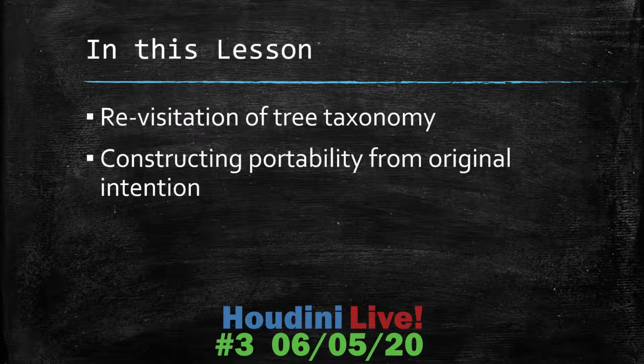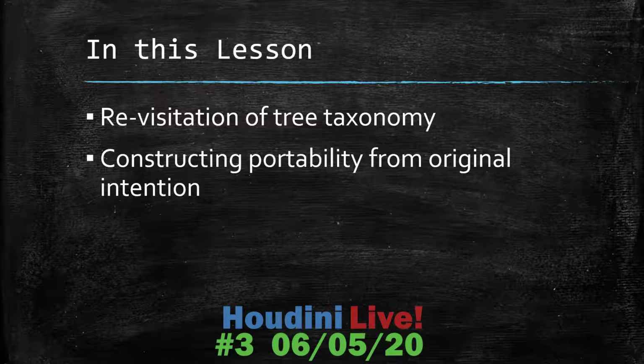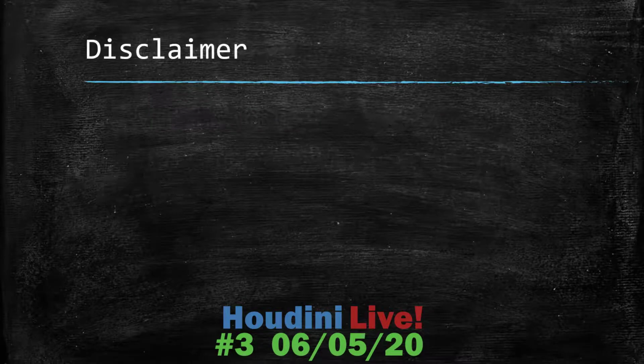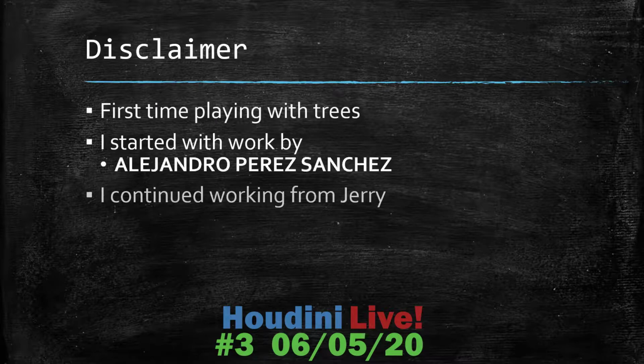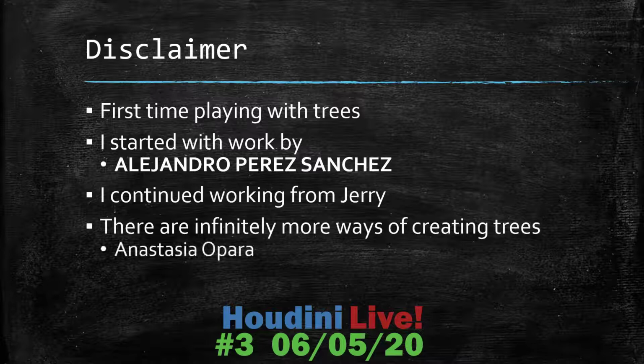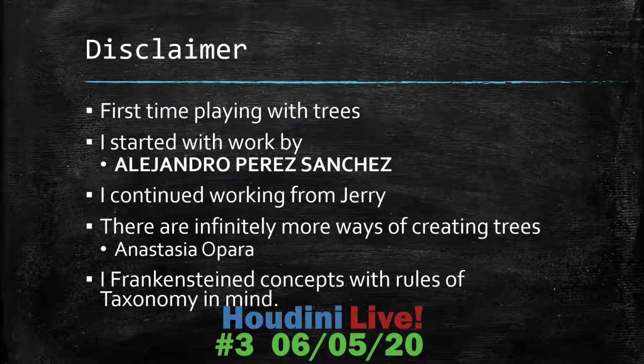All right. In this lesson, we're going to revisit some tree taxonomy, and then we're going to construct some portability from original intention. So we're going to create a structure that's kind of based on what we did last week, but we're going to take a whole new direction on this. Now, here's the disclaimer. Thank you, Alejandro Perez. Thank you, Jerry. If you want to check out trees, Anastasia Alpara is the way to go. Me, I Frankenstein concepts with rules of taxonomy.